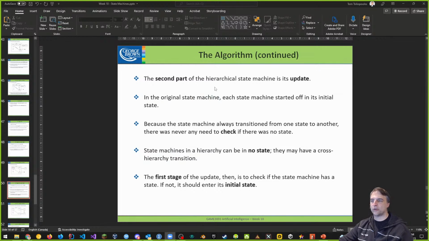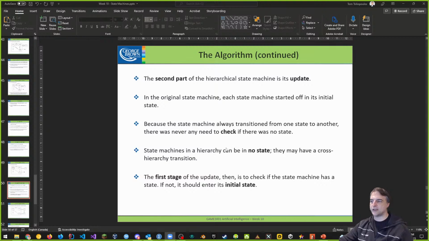So the second part of the hierarchical state machine is its update function. And in the original state machine, each state machine started off in its initial state. But because the state machine always transitioned from one state to another, there was never any need to check if there was no state. So what if there is no state, like a null state, if you will?